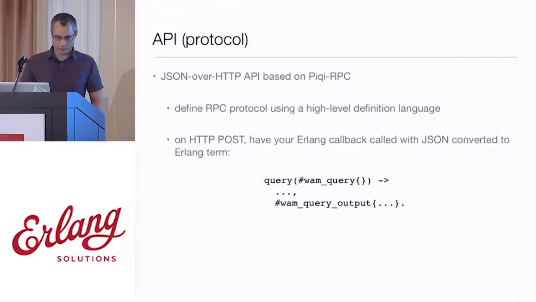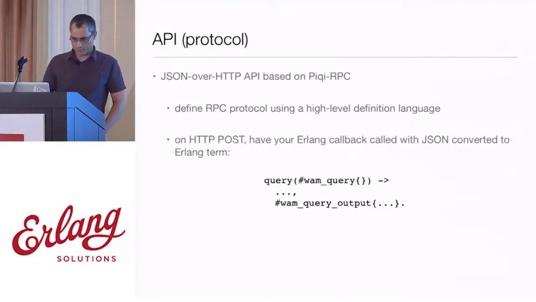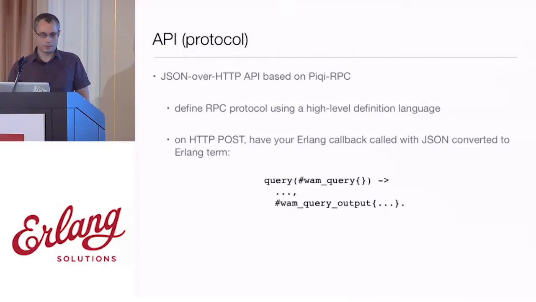So the protocol, the API or the database protocol: there's a tool called PKRPC that allows you to create JSON over HTTP and define services really quickly in Erlang. Again, you use a high-level definition language, and everything thrown at you as an HTTP post will get validated and turned into an Erlang term. And this is all you have to do inside. You process it, turn it into a record, and the system does the transformation the other way around, returning JSON to the user.